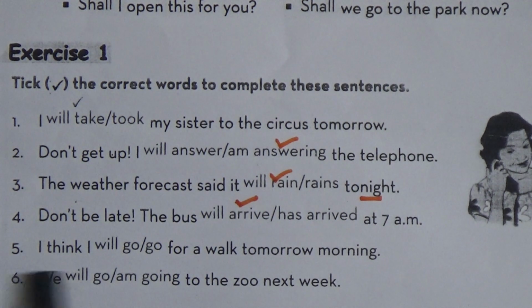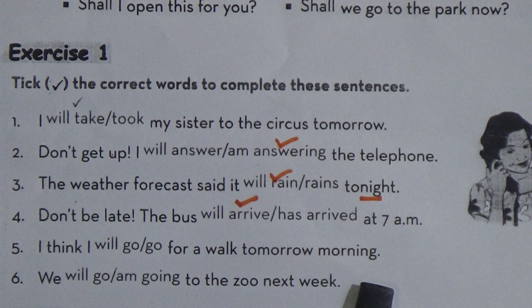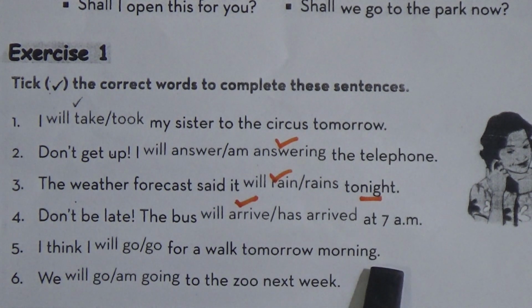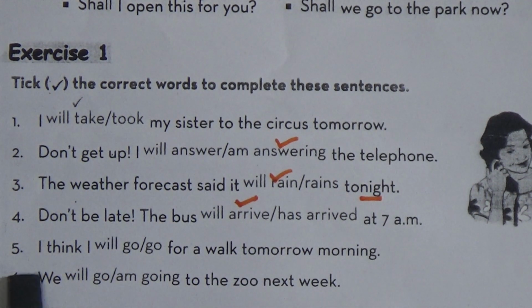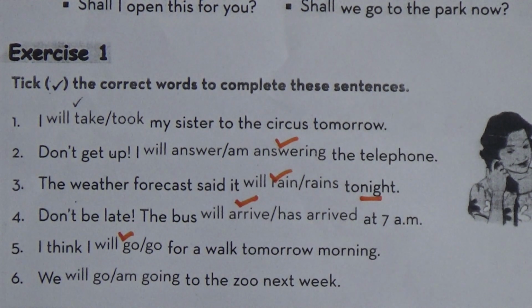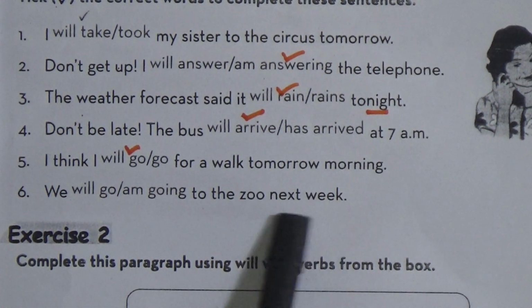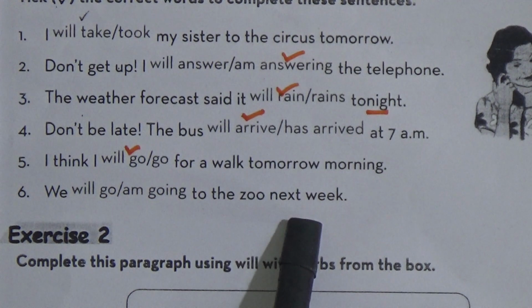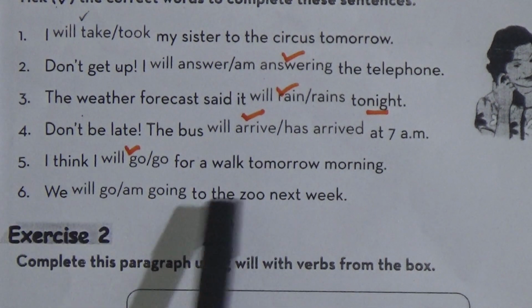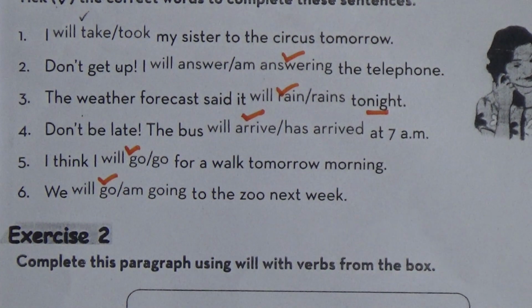Then number 5, I think I will go for a walk tomorrow morning. Here tomorrow morning is given, that is a future expressing time. So you have to write I think I will go for a walk tomorrow morning. Then number 6, we will go or am going to the zoo next week. Here the future expressing word next week has been given. So we have to write we will go to the zoo next week.